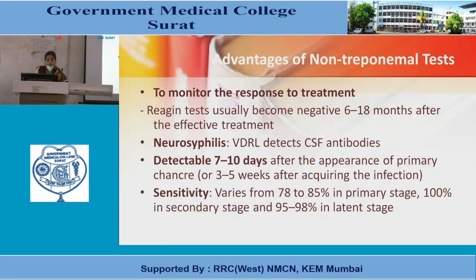Advantages of the non-treponemal test: they monitor the response to treatment. Reagent tests usually become negative 6 to 18 months after effective treatment. In neurosyphilis, VDRL is detected from the CSF sample. CSF antibodies are detectable 7 to 10 days after the appearance of the primary chancre, or 3 to 5 weeks after acquiring the infection, and sensitivity varies from 78 to 85% in the primary stage, 100% in the secondary stage, and 95 to 98% in the latent stage.